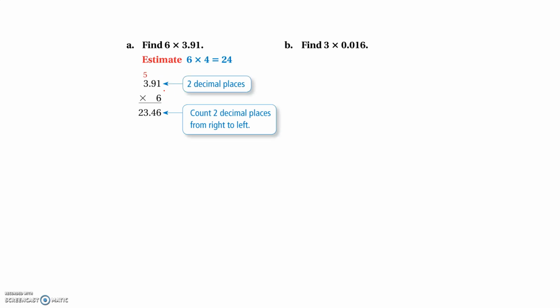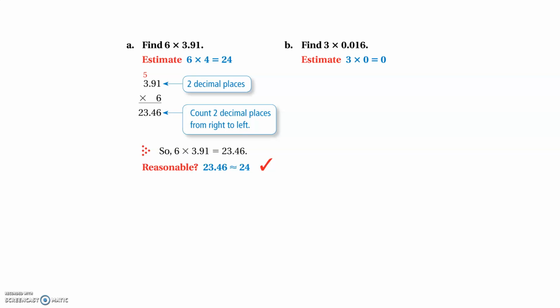So I multiplied 3 and 91 hundredths times 6, and I got 2,346. That's before I put my decimal spot. So I counted the numbers to the right of the decimal spot, and I have 2. And so I'll start on the right-hand side and move it over 1, 2. All right? And 23.46 is my answer, and that is really close to my estimation.